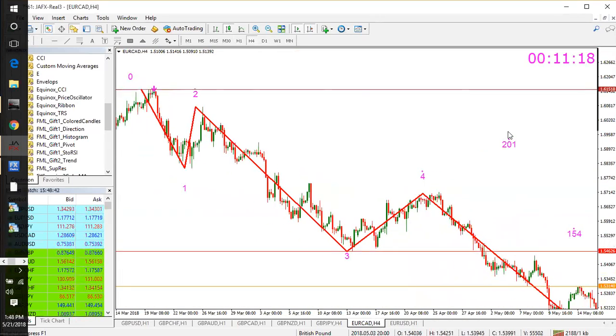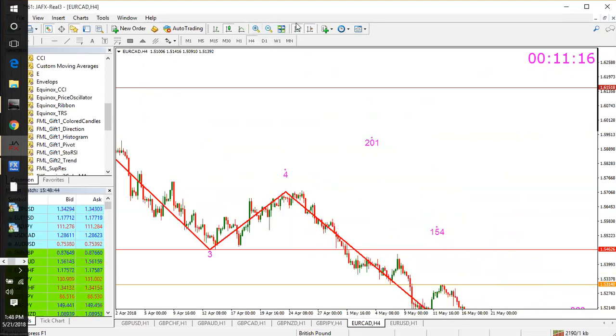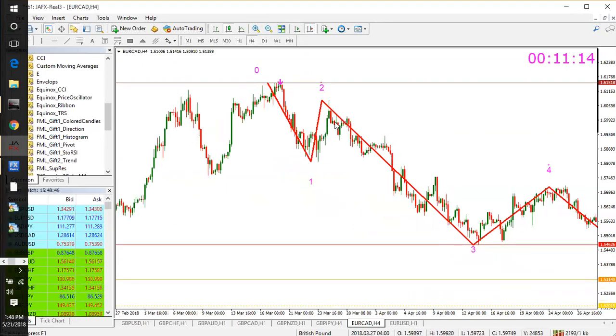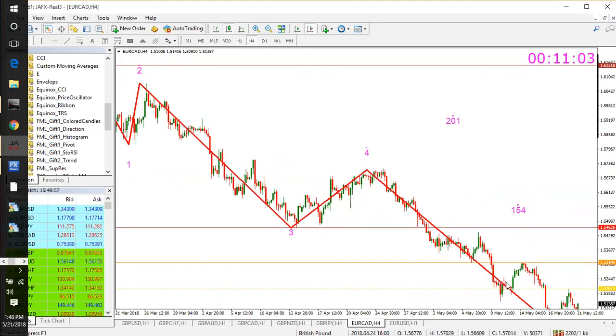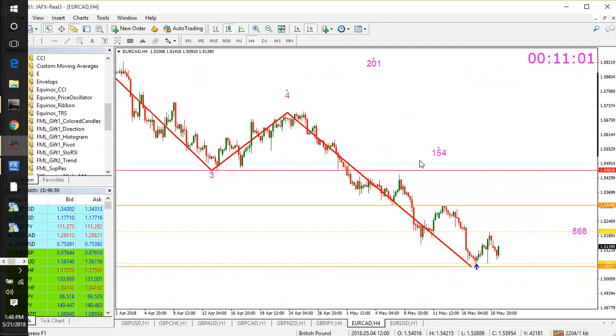Okay, so now let's go right to the top. You see where it started from the daily. We drew this from the daily. You can see it's still expecting on the 4 hour. This was the first push, retracement, second push, retracement, third push. And right there, we have it here.